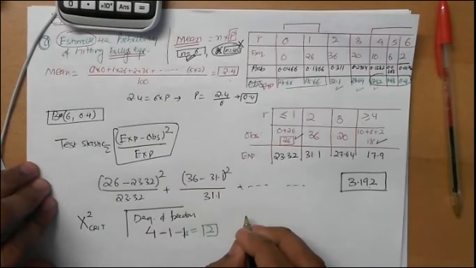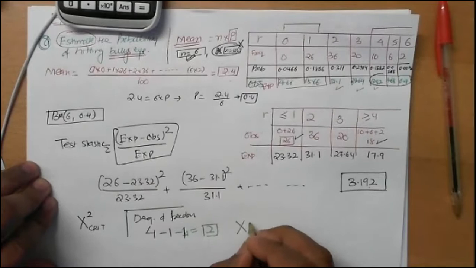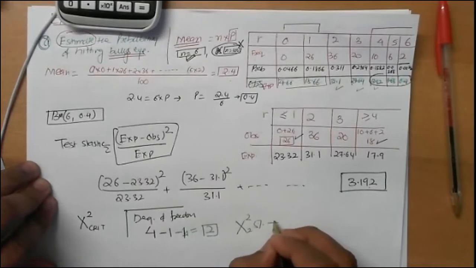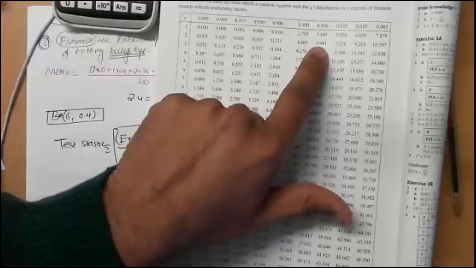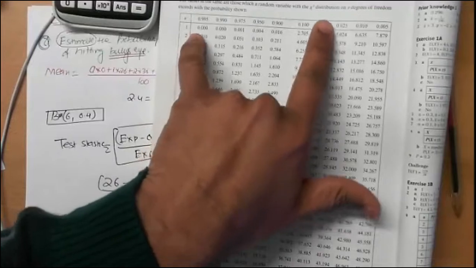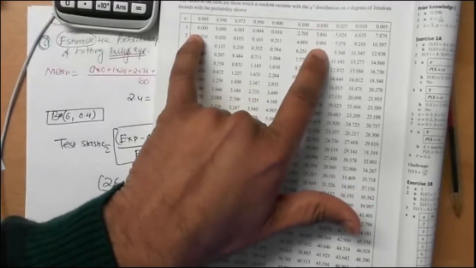The significance level of the test was 5%. That means we're looking up 2 degrees of freedom and 5% from the tables. One more time, let's check what it is. So degrees of freedom 2, 5% is 5.991.